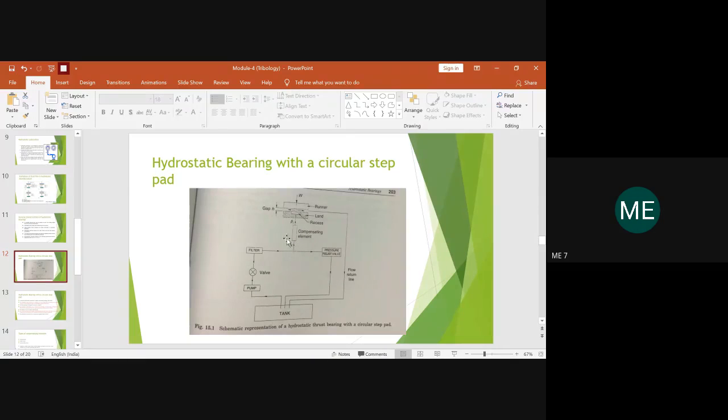Here is how the pressure will be developed. You will be having a tank with the oil. This tank will be connected to one pump, right? You'll be having a valve over here. The oil coming through the pump at some amount of pressure will be made to pass through the filter, so if any impurities are there, they will be filtered out. This filtered, pressurized oil will then pass through the compensating element.